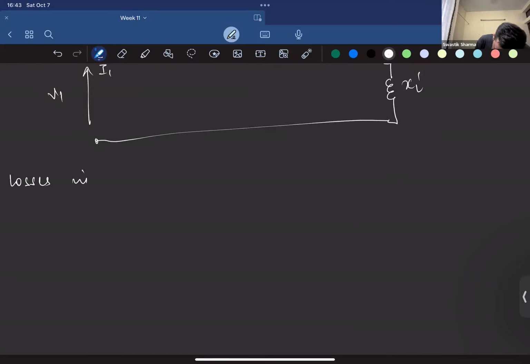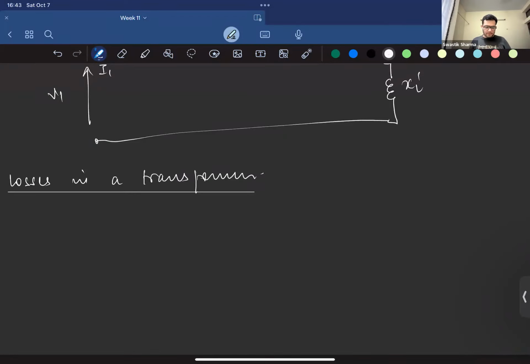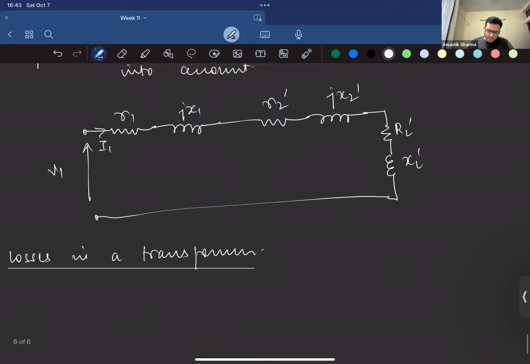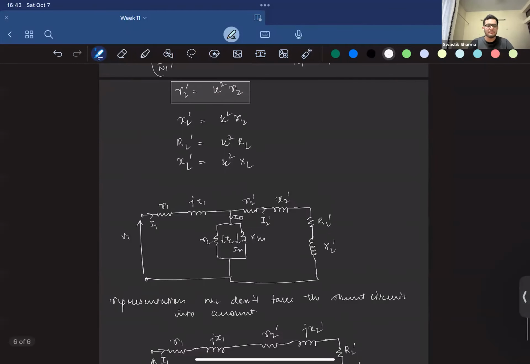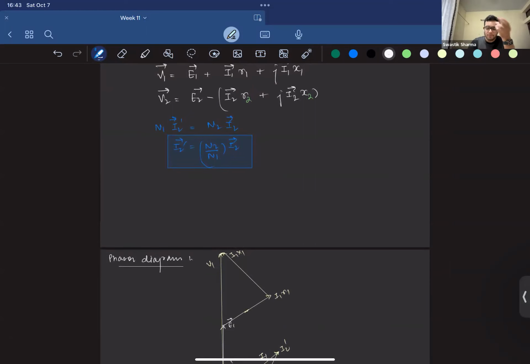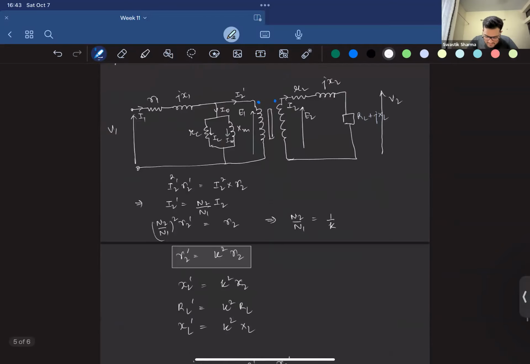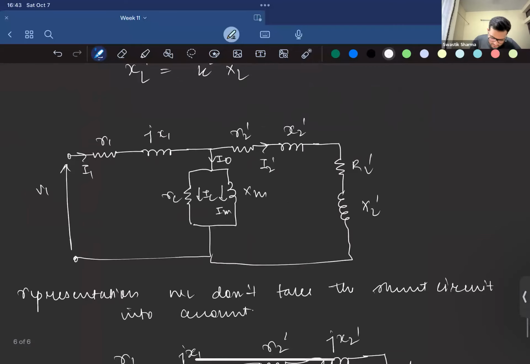Okay. Now I want to talk about losses in a transformer. Whatever is supplied from the supply side doesn't get converted to output. That we all know, right? There are always losses in any circuit. But since the transformer is static in nature, I mean, it doesn't have any dynamic or moving parts, its losses are less and the efficiency is very high. But still, it suffers from losses. So let's discuss it.